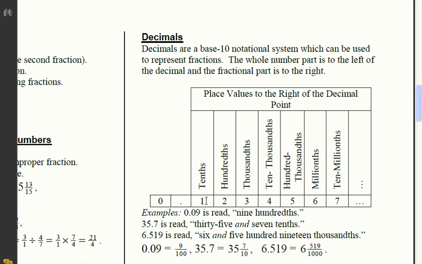The place values: the first place to the right of the decimal point is the tenths. The next place is the hundredths. The next place is the thousandths. Then 10,000ths, 100,000ths, millionths, 10 millionths, and so on. Let's look at a specific example and see how this works.